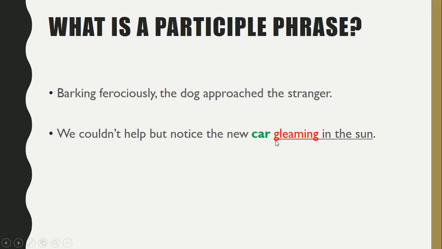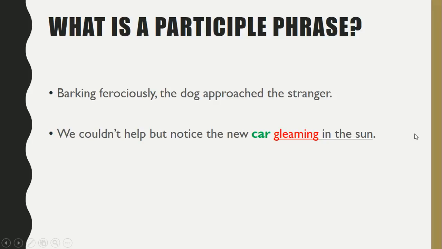I chose not to set it off with a comma because I didn't think it interrupted the flow of the sentence. I also think it is essential, and we'll talk about that another time, what's an essential modifier. This participle phrase has a prepositional phrase inside of it. In the sun is a prepositional phrase, the whole thing is a participle phrase, the whole thing is one big adjective describing car. Alright, so barking, gleaming, they end in ing.